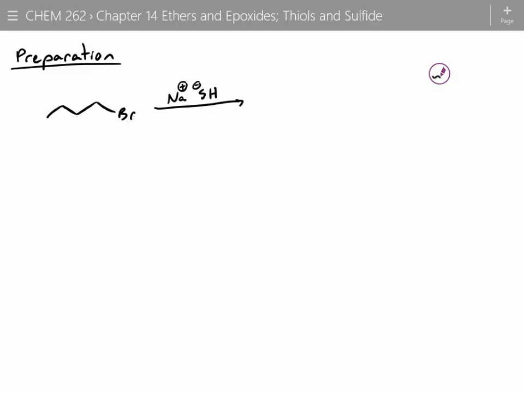So we'll take this NaSH compound. Sulfur is a great nucleophile. So it will do an SN2 attack with an alkyl halide and kick off that bromide, and we can form a new thiol compound. What would this thiol compound be called? It'd be 1-butanethiol for this compound. We can actually do this on secondary carbons as well.